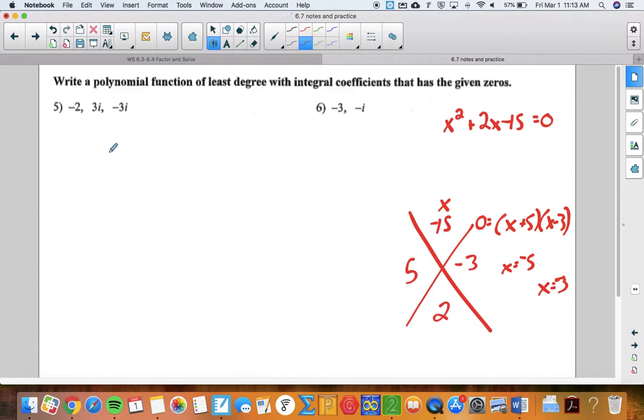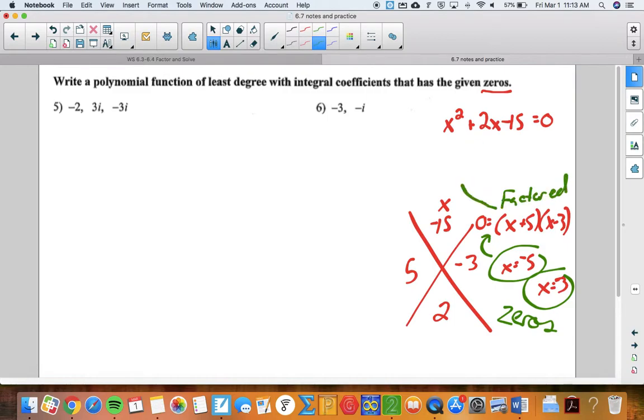So now they're telling us that these are zeros. And by the way, folks, another phrase for solution here is zeros. So now they told us the zeros. What we're going to do is go backwards. We're going to go from the zeros to factored form. And once we find the factored form, we're going to multiply it together to get our standard form, or function form.